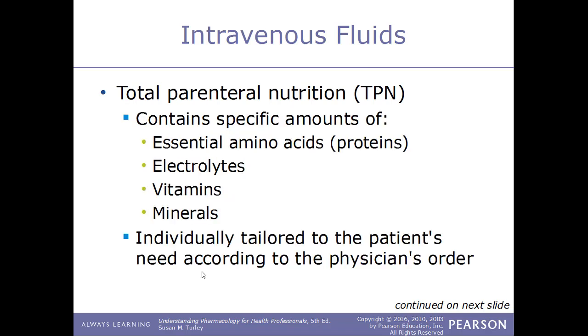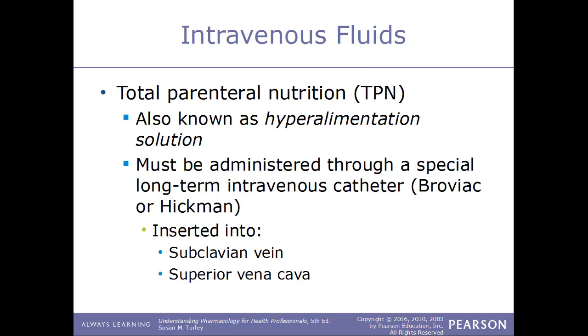And this type of IV fluid contains very specific amounts of essential amino acids, electrolytes, vitamins, and minerals. These will be individually tailored to the patient's need according to the physician's order. Now, this type of solution is also known as a hyperalimentation solution, and this must be administered through a special long-term IV catheter that's inserted into the subclavian vein or in the superior vena cava. And the catheter can either be a Hickman or a Broviac catheter.